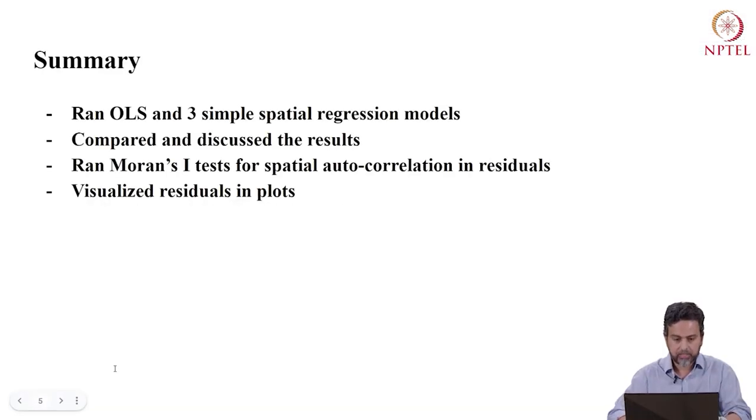Just to summarize, if you can help me summarize, what did we do? We ran OLS and three simple spatial regression models. We compared the results we ran. And how did we compare the results? By doing visual plots of the residuals and running Moran's I tests for residual spatial autocorrelation.